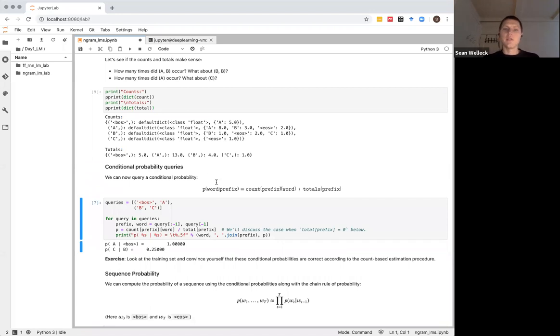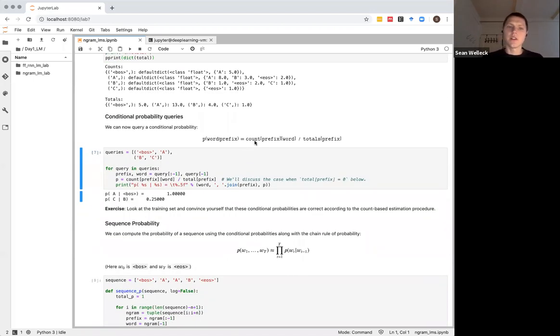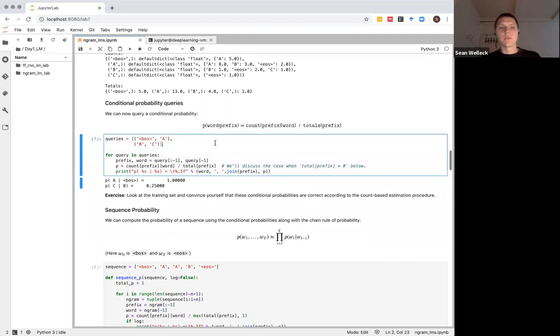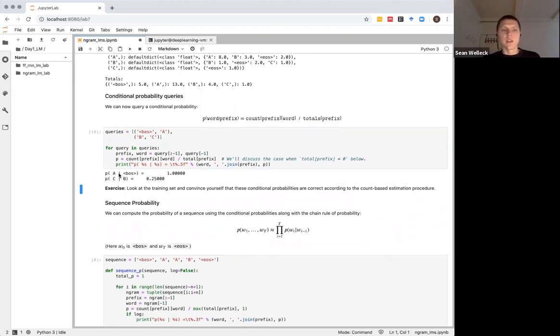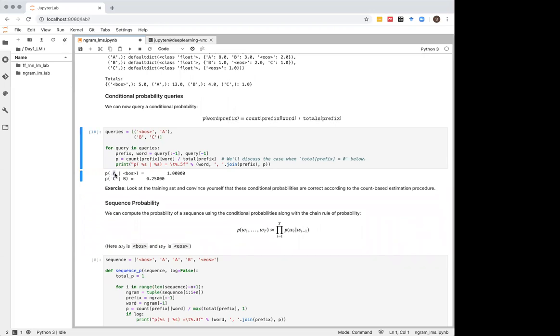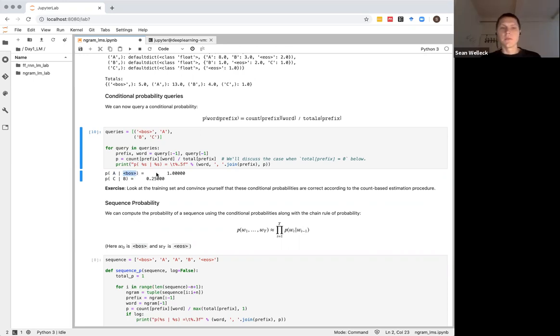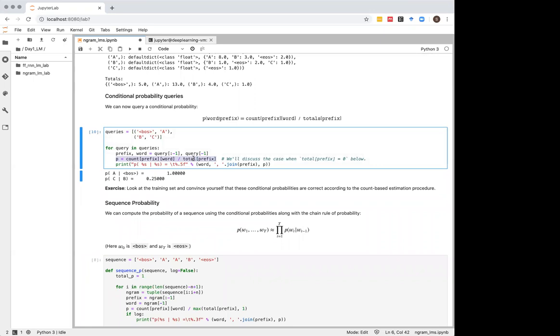So now that we have these two different dictionaries, we can actually see what these conditional probabilities look like. So that's what this is doing here, where we're saying what is the probability according to our bigram model of, for instance, A given beginning of sentence. And here it's just using the definition from above, dividing the numerator by the denominator.